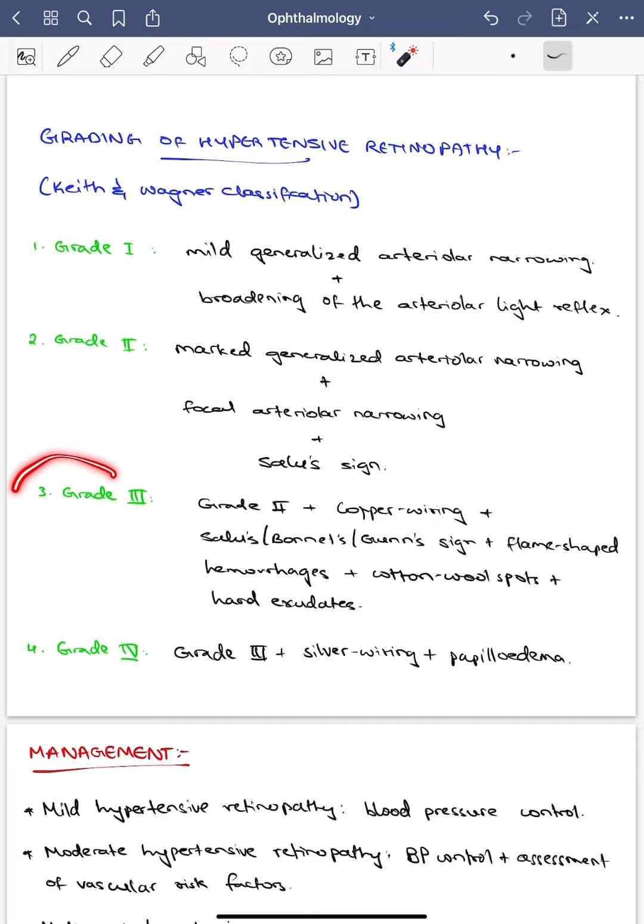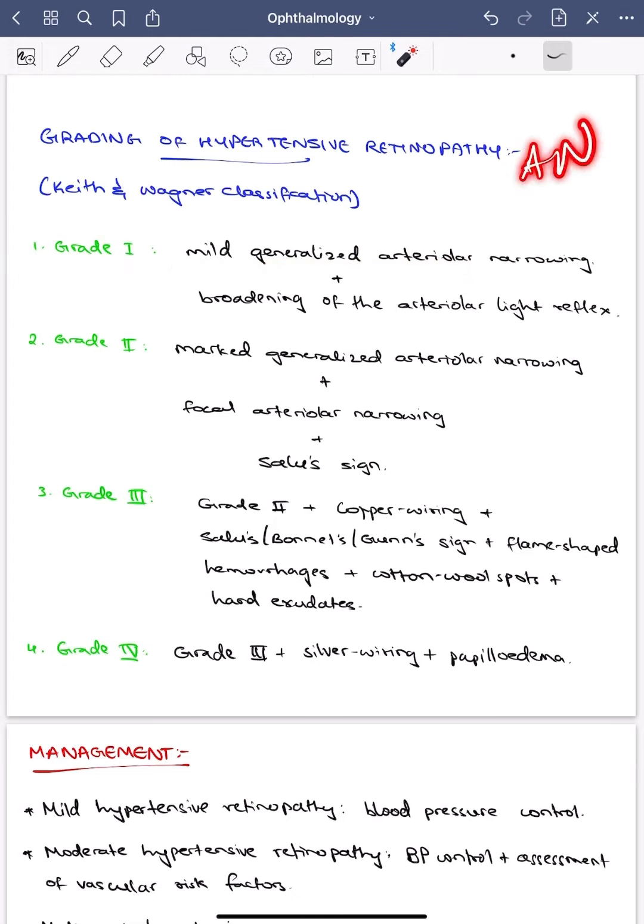In grade 3, it is the features of grade 2 and copper wiring, plus Salus, Bonnet's, Gunn's sign can be seen, or flame-shaped hemorrhages and cotton wool spots and hard exudates. So this is grade 3. And finally in grade 4, it is basically grade 3 features plus silver wiring. So again, the Keith and Wagner classification of hypertensive retinopathy: grade 1 is mild generalized arteriolar narrowing.